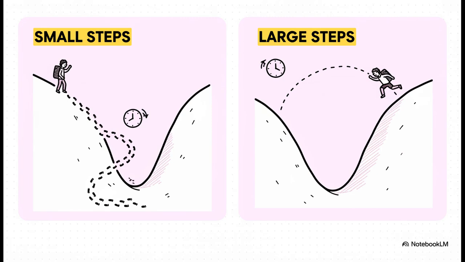And this brings up a classic trade-off. If you take these tiny, little cautious steps, you'll be very precise, but man, it might take you forever to get down the mountain. On the other hand, if you take these giant leaps, you'll make progress way faster, but you risk jumping completely over the lowest point and landing on the other side of the valley, maybe even higher up than where you started. So finding that just right learning rate is absolutely key to training a model well.